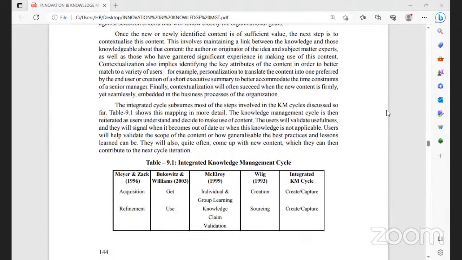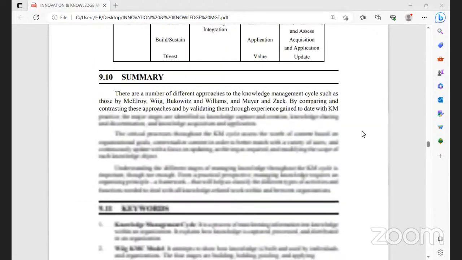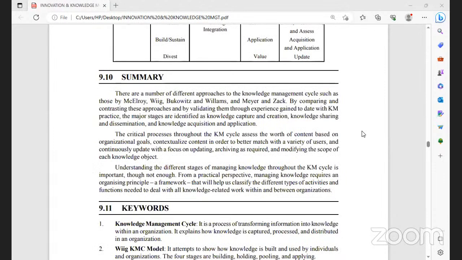Users will help validate the scope of the content or how generalizable the best practices and lessons learned can be. They will also quite often come up with new content which they can then contribute to the next cycle iteration. Finally, we can conclude that related to knowledge management cycles, the critical processes throughout the knowledge management cycle assess the worth of content based on organizational goals, contextualize content in order to better match with a variety of users, and continuously update with a focus on updating, archiving as required and modifying the scope of each knowledge object.